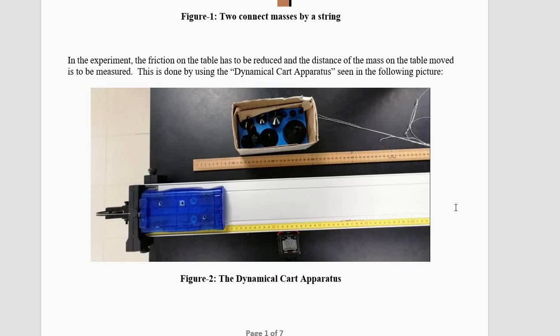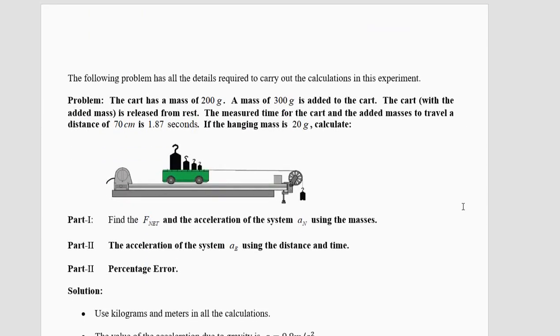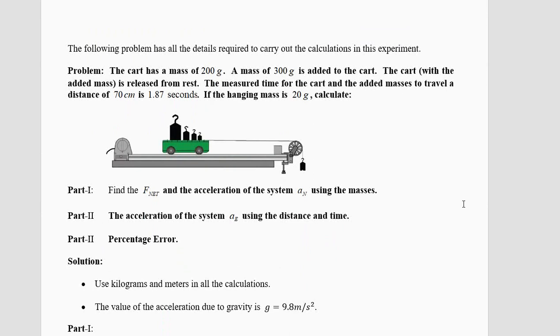Now first let us look at the problem. This problem will have all the calculations which you need for doing this experiment. Let me read the problem for you. The cart has a mass of 200 grams. A mass of 300 grams is added to the cart. The cart with the added mass is released from rest. The measured time for the cart and the added masses to travel a distance of 70 centimeters is 1.87 seconds. If the hanging mass is 20 grams, calculate what?